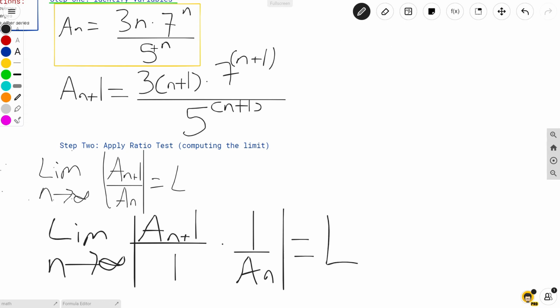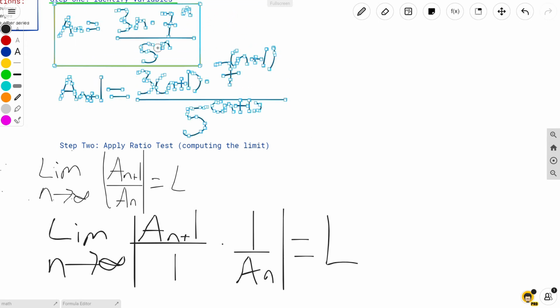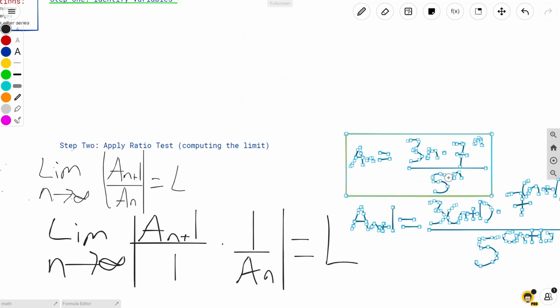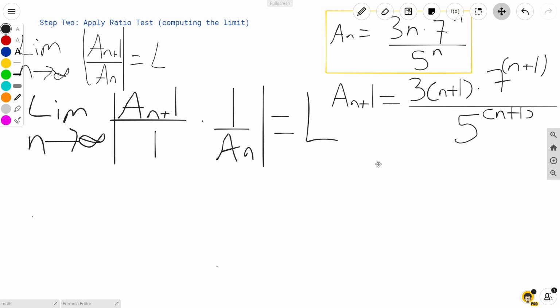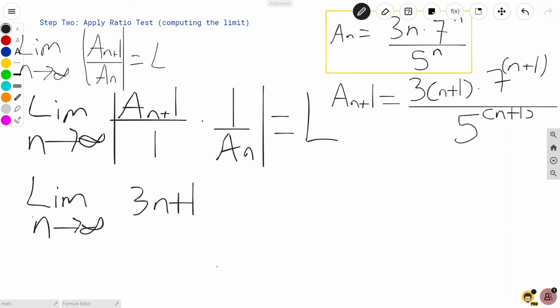I can have room to scroll down. So right here, the limit as n goes to infinity of a sub n plus 1 would be 3 times (n plus). Here, I'll make it red. There we go. Now we can see what's happening.